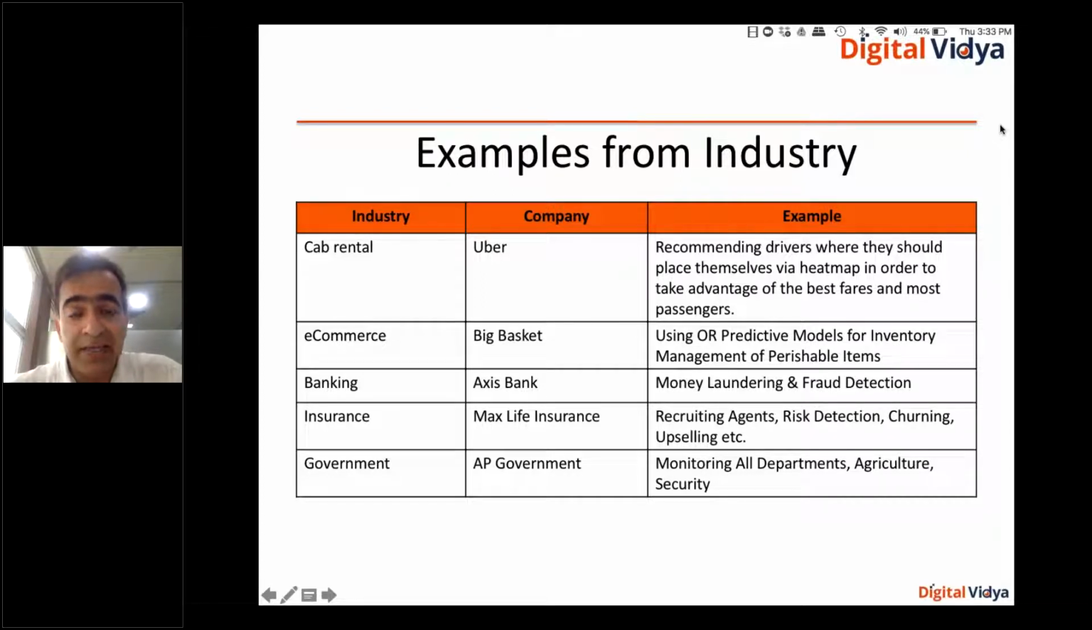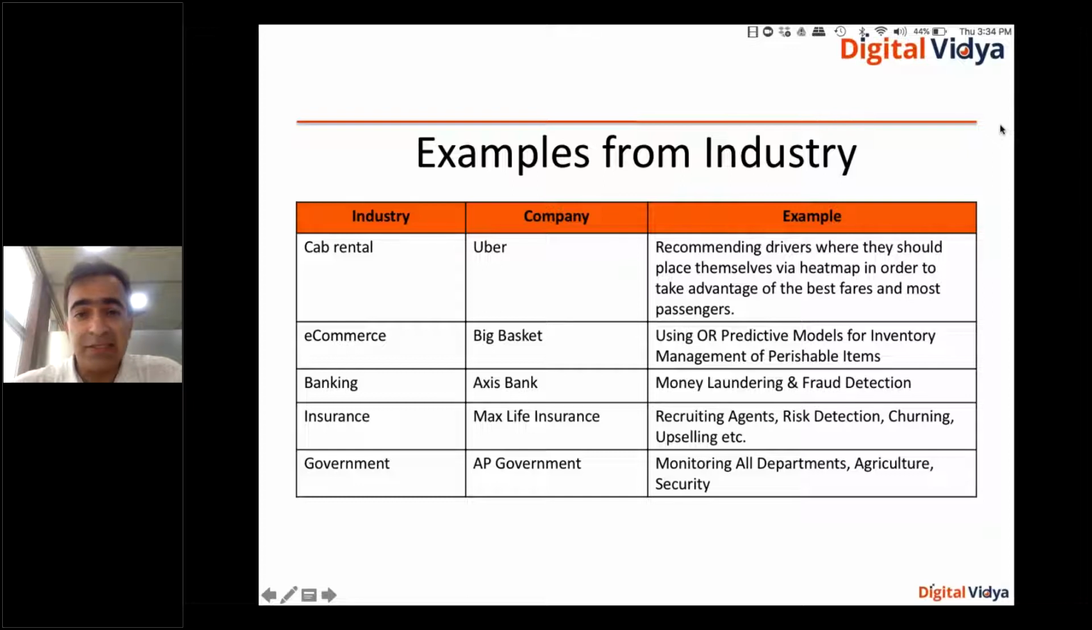In government, I think one of the best works that I've personally seen is what's been done by the Andhra Pradesh government. They have a chief minister dashboard, and they're monitoring all the departments on the dashboard to a level where how many street lights are currently operational is being monitored in real time on the chief minister dashboard.